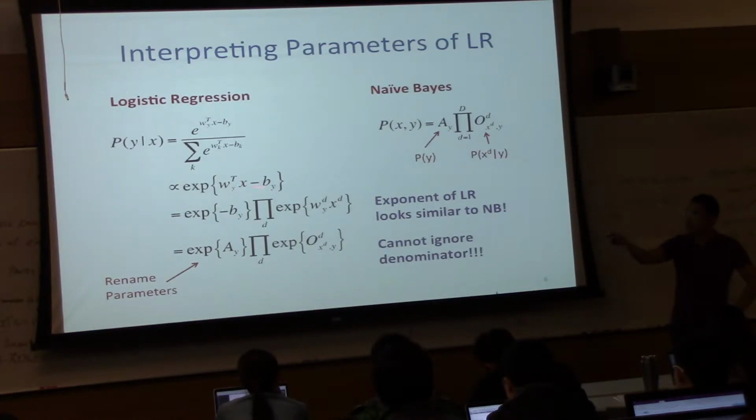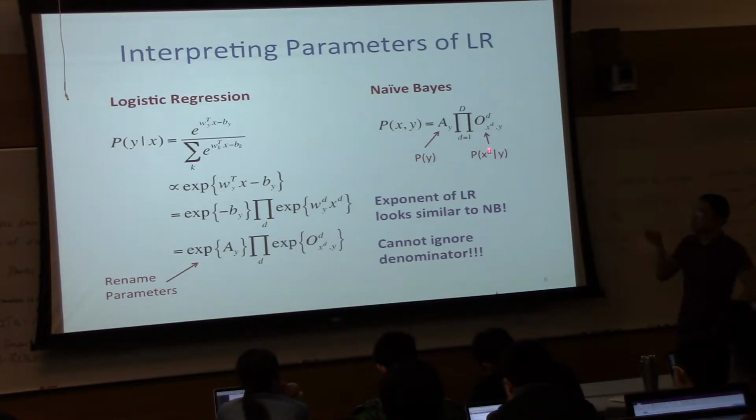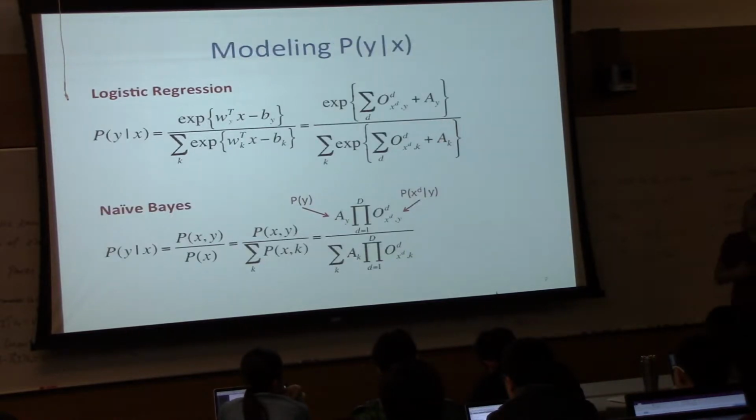We say that it's proportional to, and the fact that it's proportional to and has this structure is one of the ways that logistic regression is computationally convenient. However, you cannot ignore that. You cannot take this interpretation literally as connecting this to this exactly, because you cannot ignore the denominator.